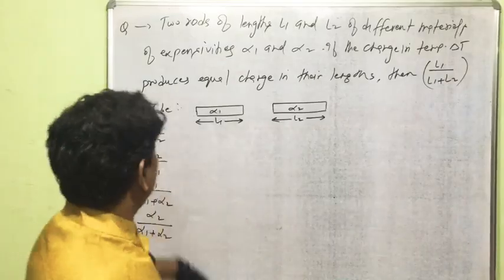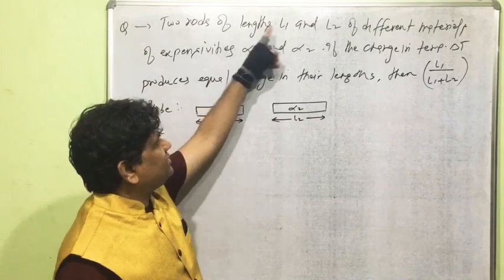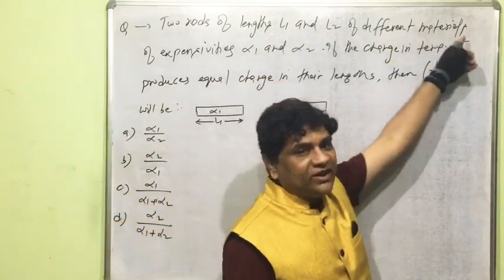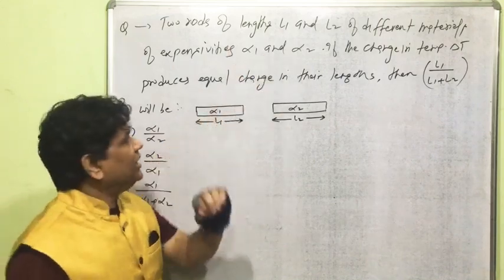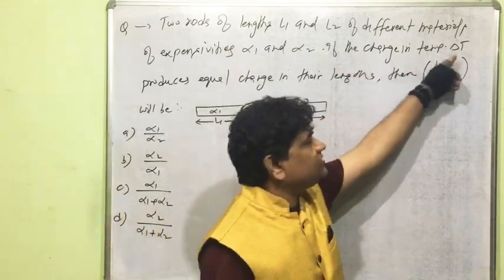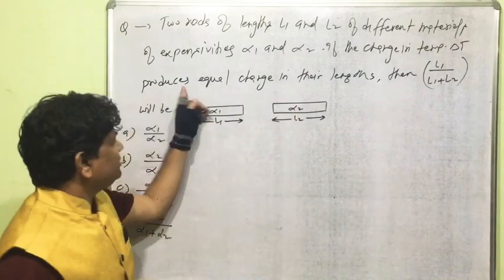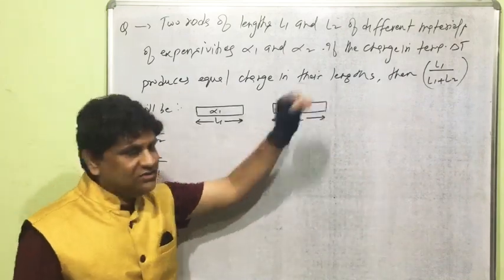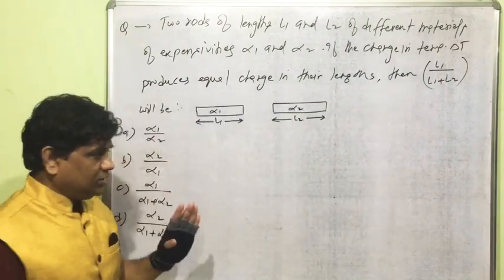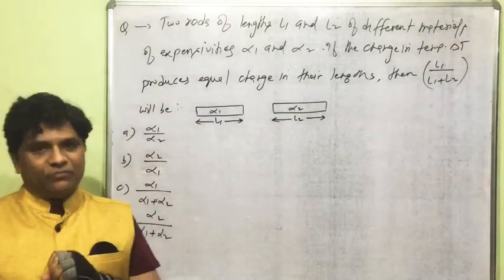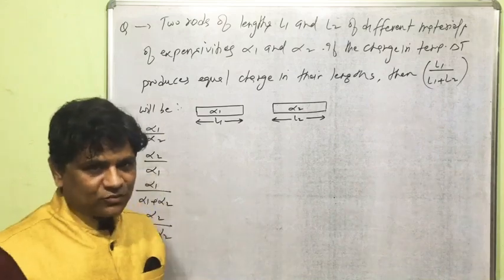Now the next question is: two rods of lengths L1 and L2, of different materials with expansivities alpha 1 and alpha 2. If the change in temperature delta T produces equal change in their length, then L1 by L1 plus L2 will be. Four options are given on the board here. Now we have to solve our question.